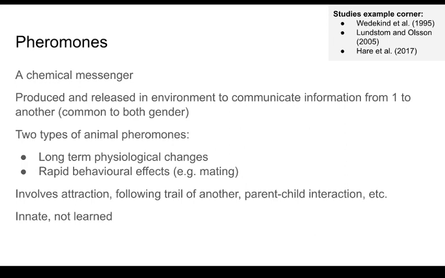And next, we have pheromones, a chemical messenger. This time it's produced and released in an environment to communicate information from one to another, and it's common to both genders. For animals, it has two types, which is for long-term physiological changes like hormones, or for rapid behavioral effects, such as mating. It involves attraction, following trail of another animal, parent-child interaction, and etc. It's innate, not learned. So it's a biological thing, basically.